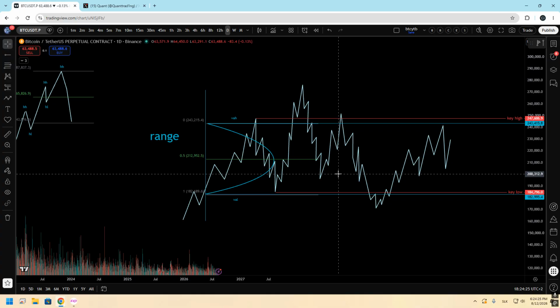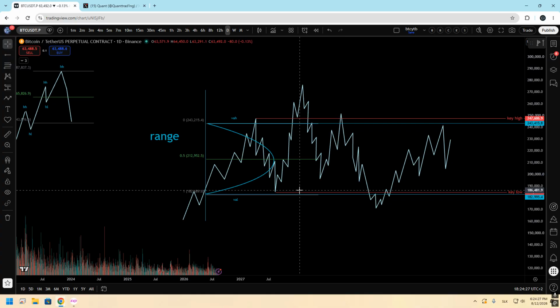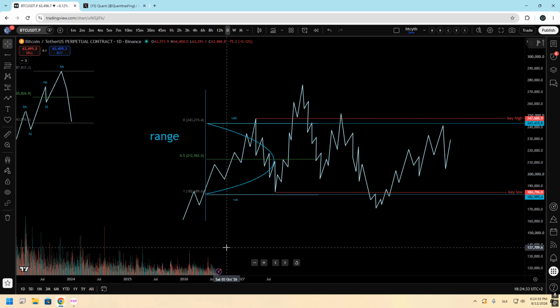So this is why range trading is so powerful, because you can play it and it should work 80% of the time.